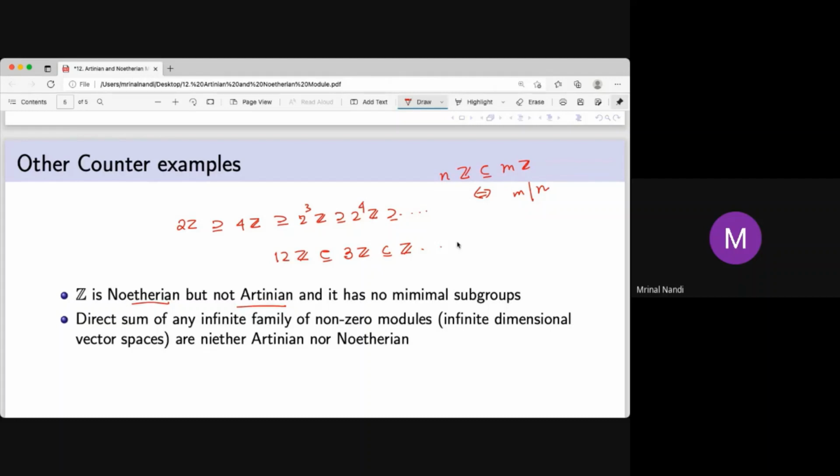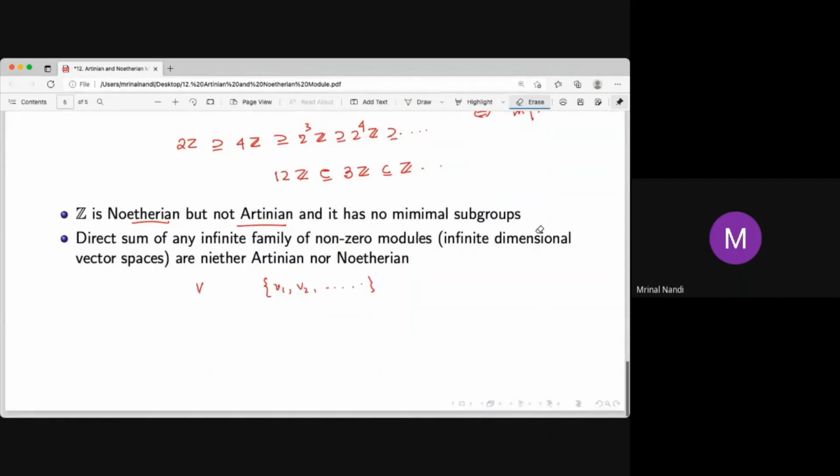The last one, you have to show that there is a module which is neither Noetherian nor Artinian. So any infinite dimensional vector space, or a direct sum of infinitely many non-zero modules, is neither Noetherian nor Artinian. Why? Take a vector space with basis, say V1, V2, and so on. These are the basis, an infinitely generated vector space. Now there is a DCC chain which is not stationary and an ACC chain which is not stationary.